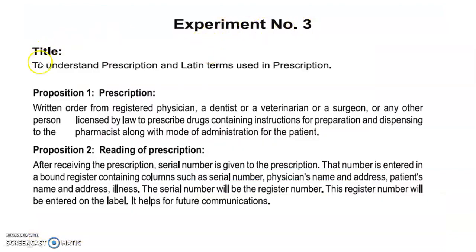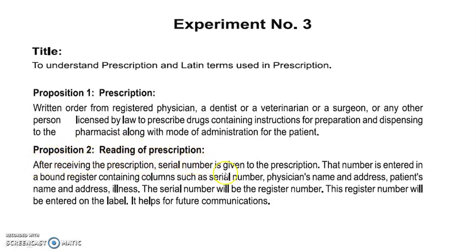Experiment number 3. The title of the experiment is to understand the prescription and Latin terms used in prescription. Proposition 1, that is the definition of prescription: a written order from the registered physician, a dentist or a veterinarian or a surgeon or any other person licensed by the law to prescribe the drugs, containing instructions for preparation and dispensing to the pharmacist along with the mode of administration for the patient. The proposition is the reading of the prescription.